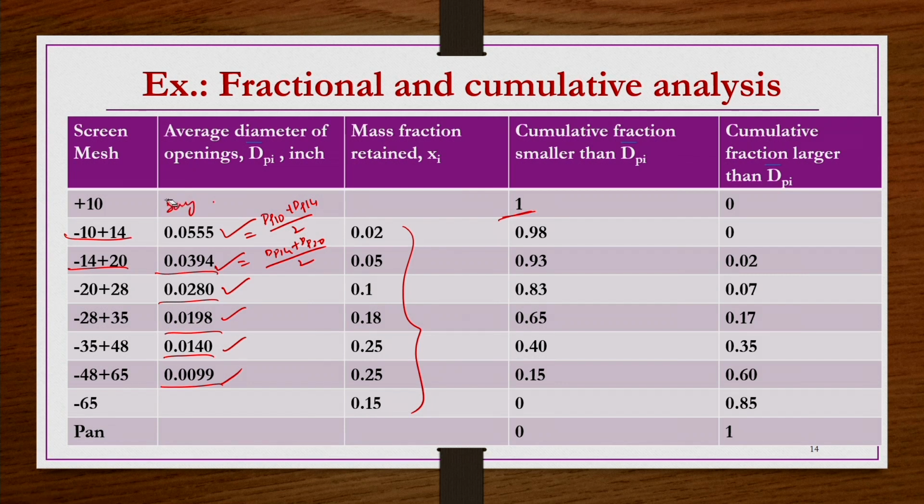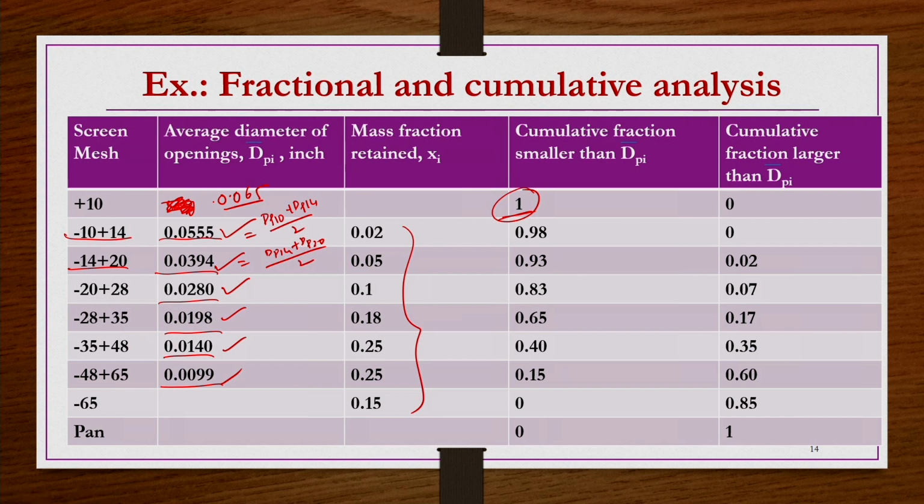Let us say, for mesh 10 the screen opening is 0.065 inch. So, what is the fraction of material whose size is smaller than 0.065? All these materials, 0.0555, 0.0394 etc., all of their sizes are smaller. So, the corresponding fractions should be added and then reported here. So, 0.02 plus 0.05 plus 0.1 plus 0.18 and so on, you will get 1 here.